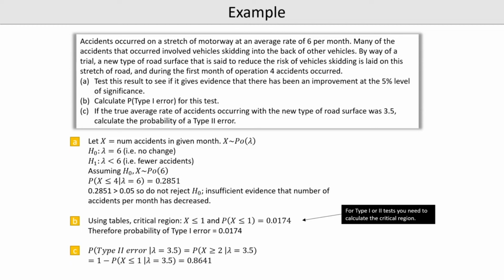So that's what we need to be able to do. Do a standard hypothesis test and then talk about the type 1 and type 2 errors. Calculate the type 1 and type 2 errors. Calculate the probability of rejecting H0 when you shouldn't have. Calculate the probability of accepting H0 when you shouldn't have.